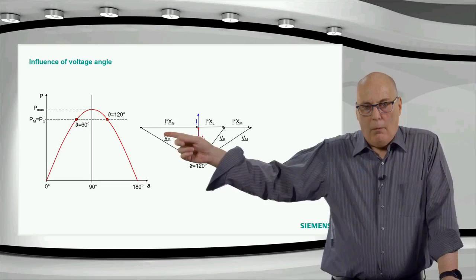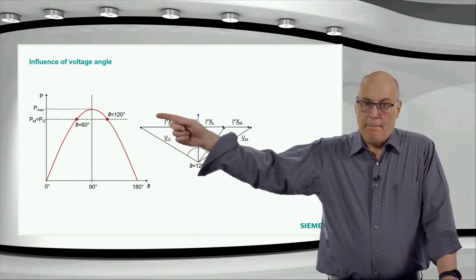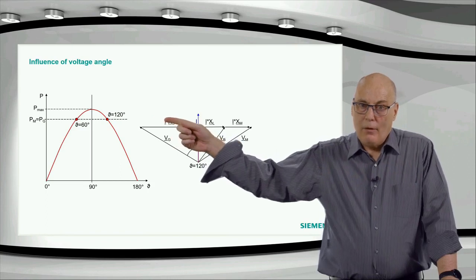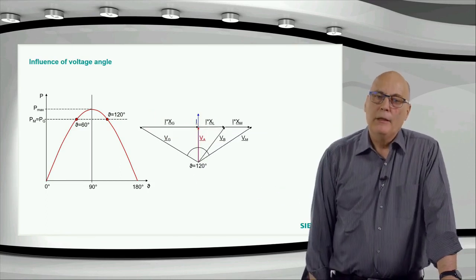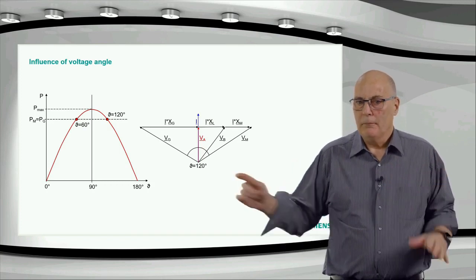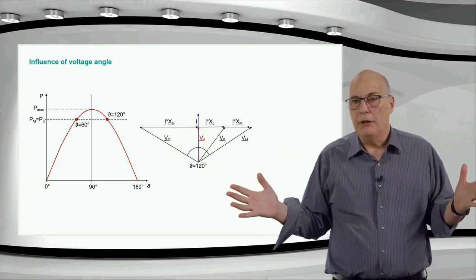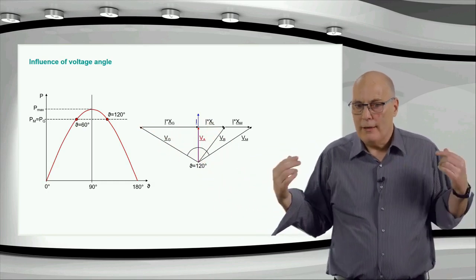This is quite simple. Remember, our generator was generating PG and our motor was consuming PM. As long as we are on the left-hand side of that 120 degrees, the system can transfer PM and PG. If we go beyond 120 degrees, the system can no longer transfer PM and PG. That means we have passed a transient stability limit.